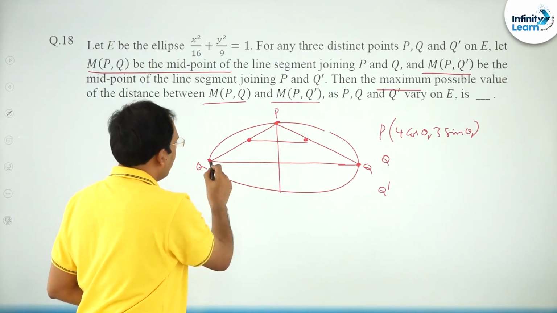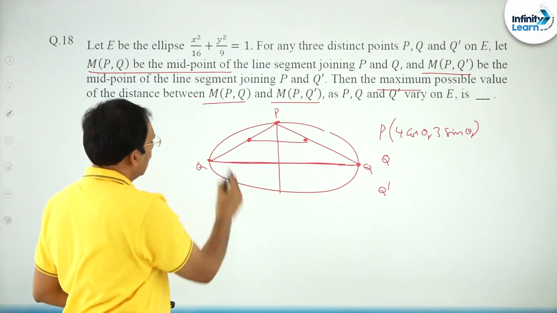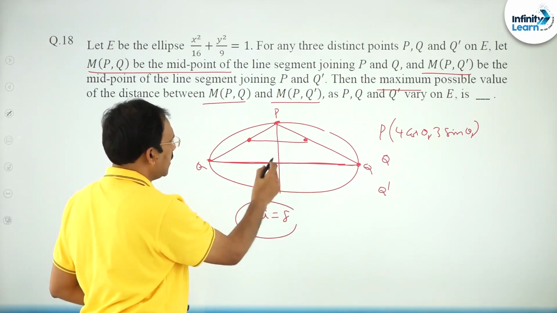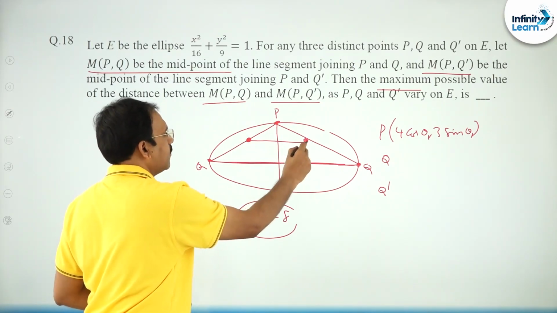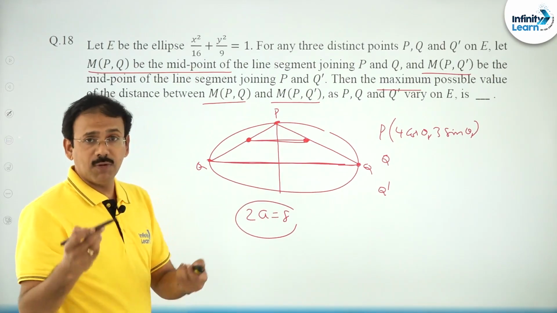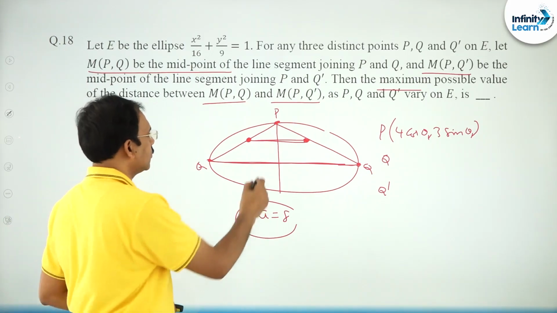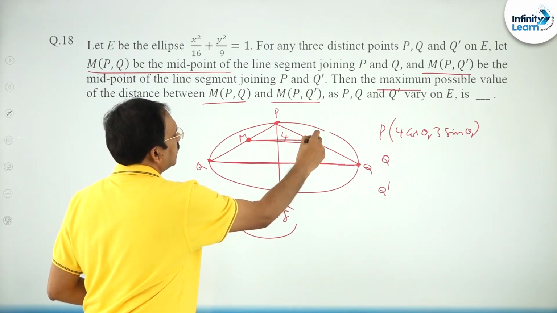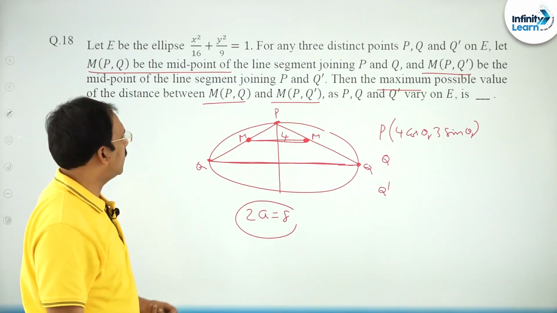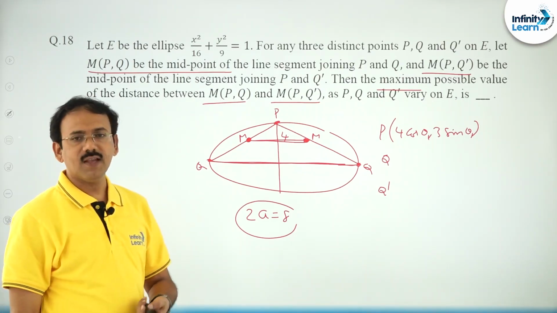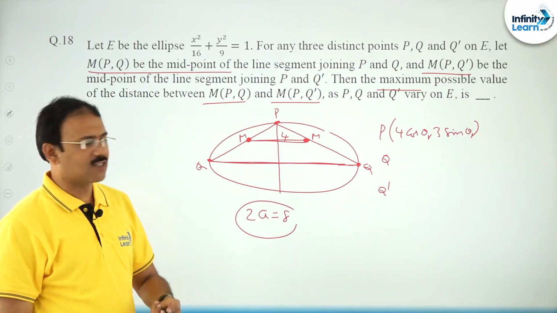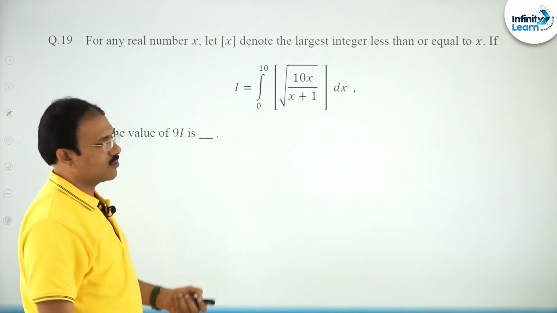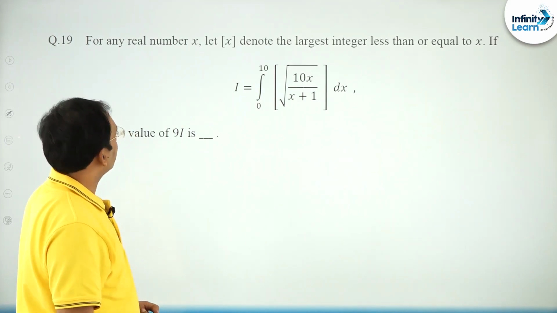This is the triangle where 2A is this. A is 4, so 2A is 8. In a triangle, if you join the midpoints of two sides, it is going to be parallel to the third side and half of it. So it is going to be 4. So the maximum possible value of the distance between this M and this M is going to be 4 itself, right, my dear students. That is all.